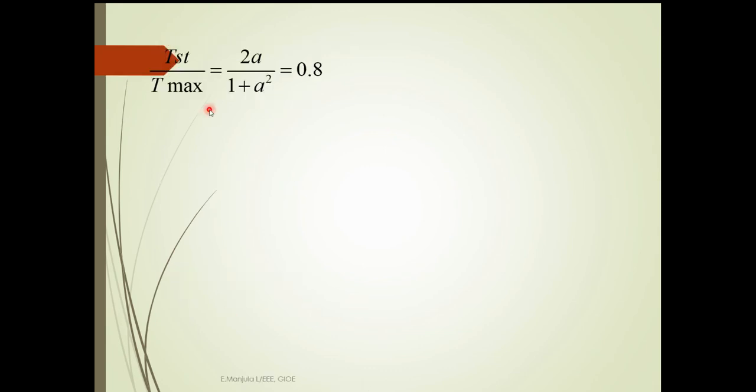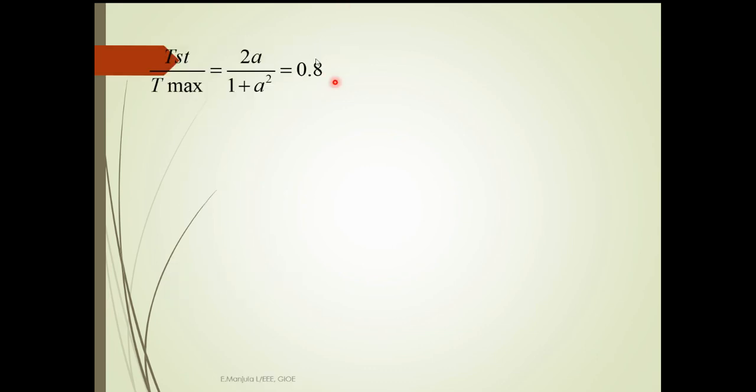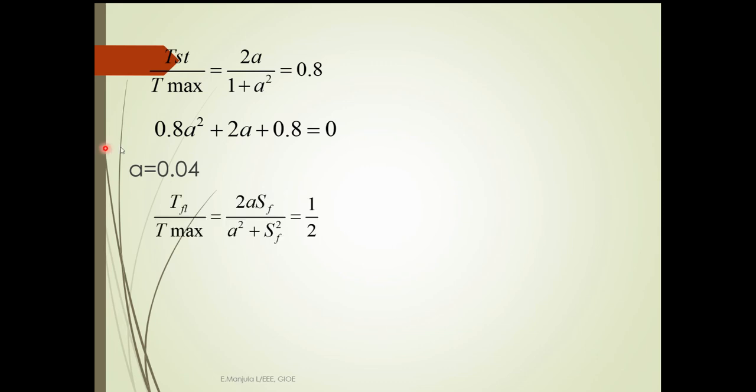So starting torque by T maximum is equal to 2A by 1 plus A square. We know this already, and we got 0.8. So we substitute 0.8 here, and now we have to find the value of A. This is a quadratic equation, so by substituting into minus b plus or minus the root of b square minus 4ac, divided by 2a, we will get A equal to 0.02. We will get two values, and we have to select only one value, like in the before example.